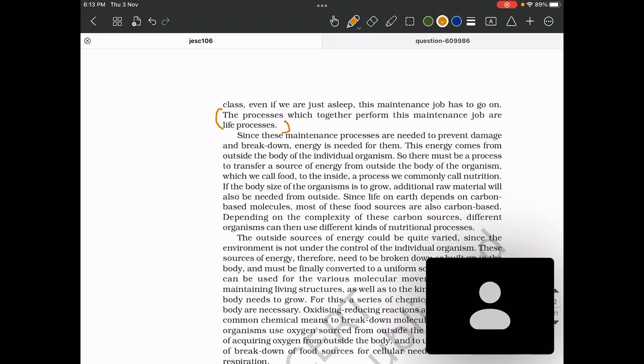See, for homeostasis, you can use this sentence as your definition for the life processes. What is the objective of life processes? If I ask you, you can say the processes which together perform the maintenance job, maintenance of homeostasis, are called life processes.